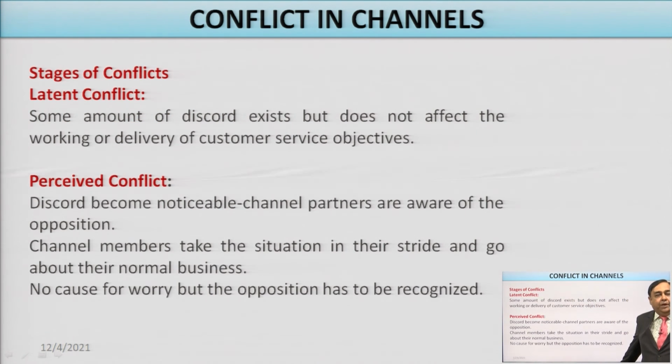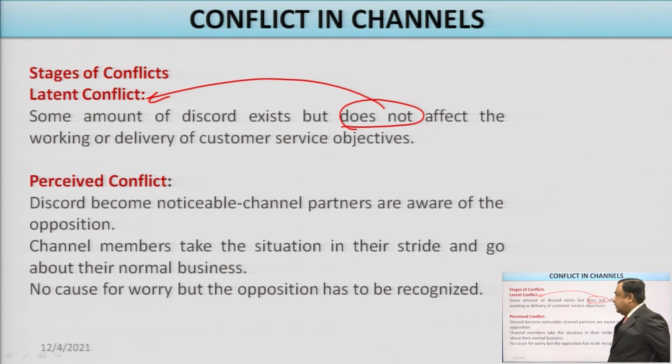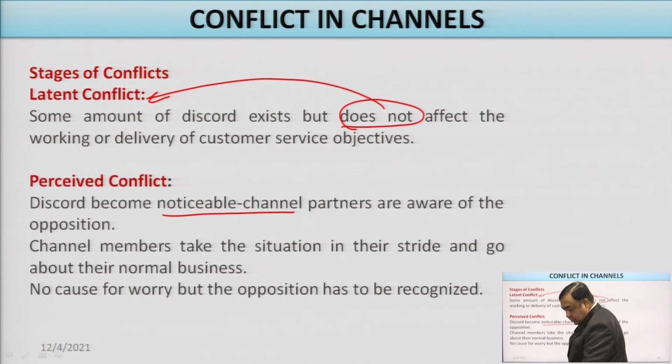Now, the stages of conflict: whenever a conflict arises, sometimes the conflict becomes latent. Some amount of discord exists, but it does not affect the delivery or the working environment. That is what we are calling the latent conflict. Perceived conflict is when the discord becomes noticeable amongst the channel members. The channel members take the situation in their stride and go about their normal business. No cause to worry, because the opposition has yet to be recognized.